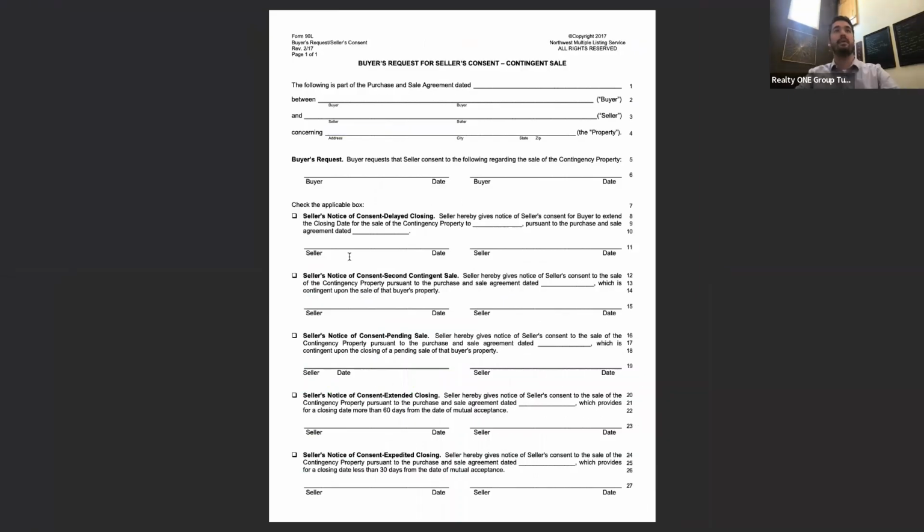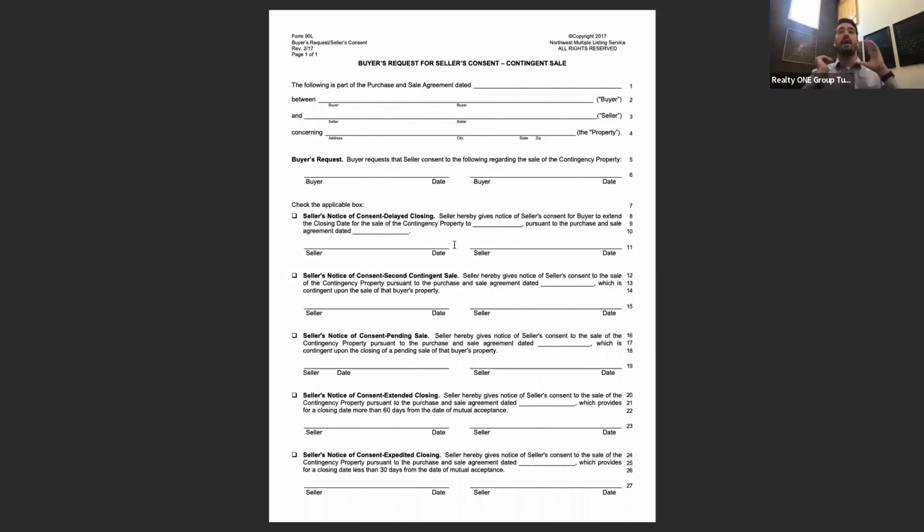Here we go. Okay, the 90L, you would send this to the seller with a copy of the offer that you got. And it says seller's notice of consent delayed closing, or you'd say seller's notice of consent to a second contingent sale. And then to answer your question, Sarah, seller's notice of consent to a pending sale, seller's notice of consent to an extended closing, et cetera, et cetera.